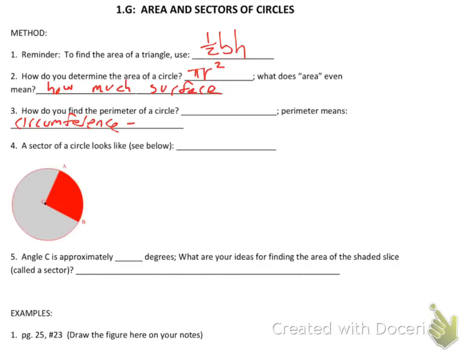Perimeter again is the distance around. Distance around a circle. How do we find it again? What is the circumference formula? It's in your planner. All of these formulas are in your planner. What is it? It has pi in it. It has r in it. But it's not pi r squared. It's 2 pi r. Circumference is 2 pi r.